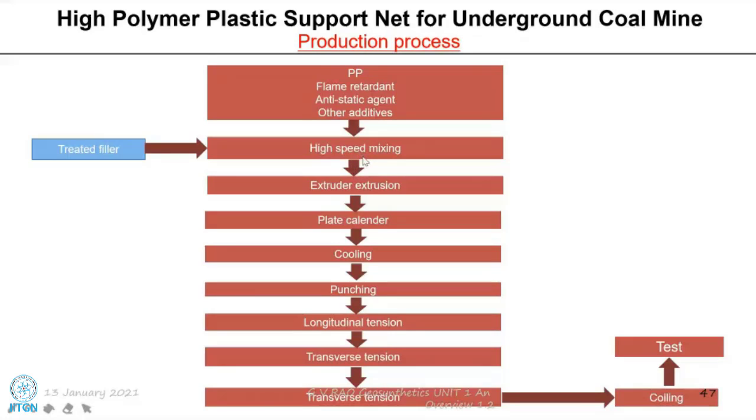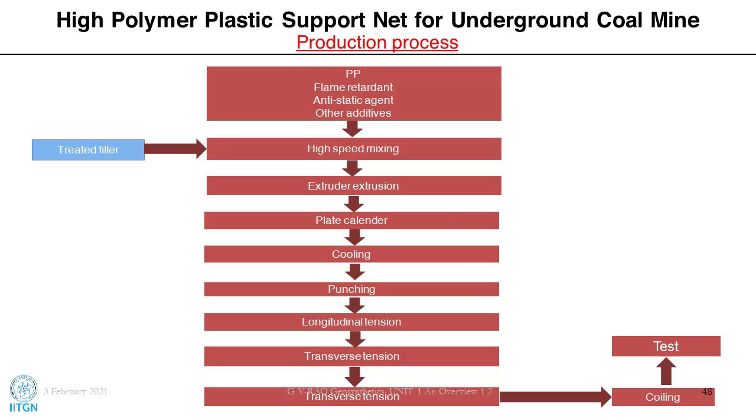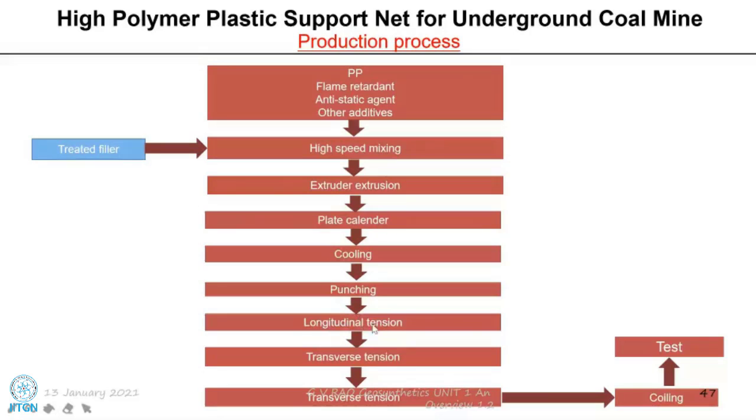Then extrusion is done in the same normal way. Then there is a plate calendar, and then cooling. That means they are extruding a sheet to begin with. Calendering means it all becomes smooth. Then it is tensioned in one direction, the longitudinal direction, along the material, the warp direction, and afterwards it is pulled in the transverse direction. So we have what we call bi-oriented polymer, in this case bi-oriented polypropylene. After the transverse direction, it is again cooled and then tested.